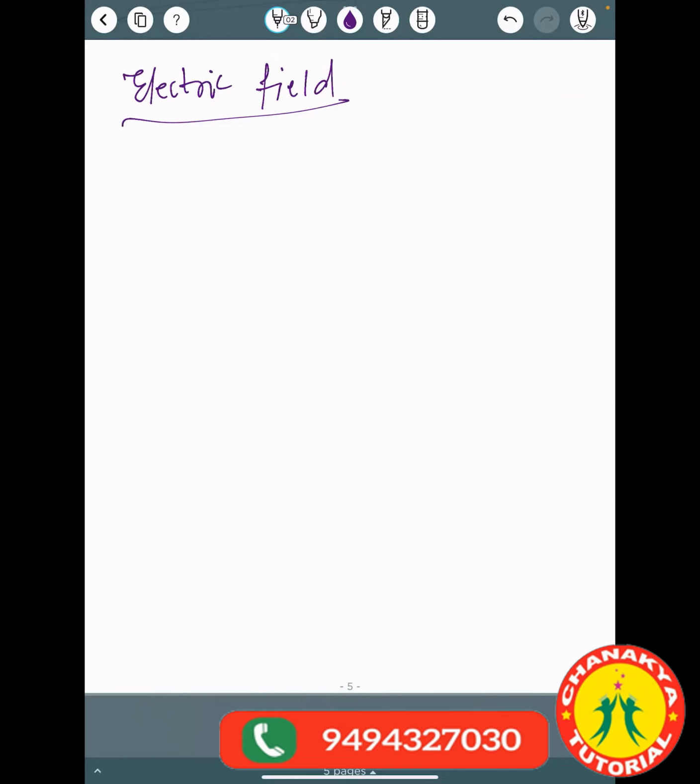What is electric field, guys? Electric field is nothing but electric force per unit charge. Electric field is defined as how much force is experienced by a unit charge. So you can write force is equal to Q into E also. So the formula for electric field is KQ by R square.